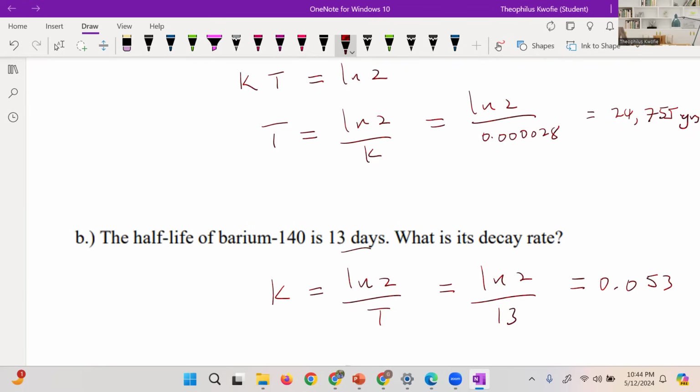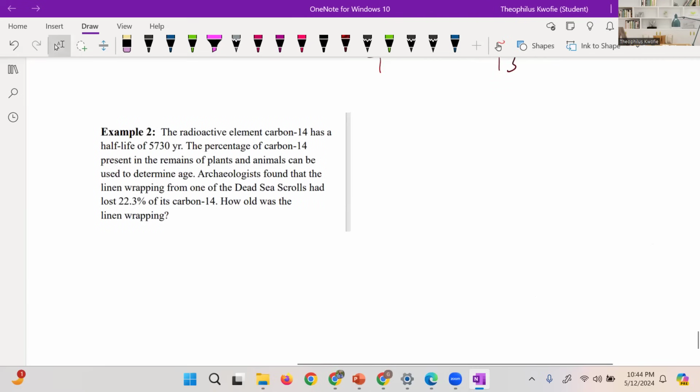Let's look at another interesting question as well and see how best we can use the same principle to address it. The radioactive element carbon-14 has a half-life of 5,730 years. The percentage of carbon-14 present in the remains of plants and animals can be used to determine age. Archaeologists found that the linen wrapping from one of the Dead Sea scrolls had lost about 22.3% of its carbon-14.